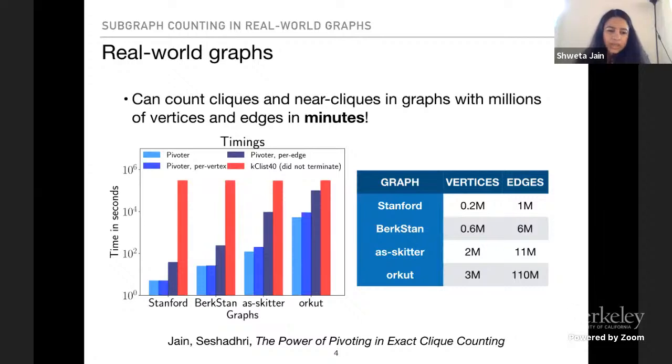The lightest blue line corresponds to the time taken by this algorithm to count all cliques in these graphs. And the slightly darker ones correspond to the time taken by the algorithm when it was also trying to count the per vertex and per edge clique counts, which are harder problems than getting just the global counts. As we can see, in 3 out of 4 cases, the algorithm actually terminated in minutes. In the case of ORKUT, it took about a couple of hours. And this was on a commodity machine. This algorithm is sequential, although it can be parallelized, but this version was sequential. So the bottom line is that these algorithms work very, very well in practice.